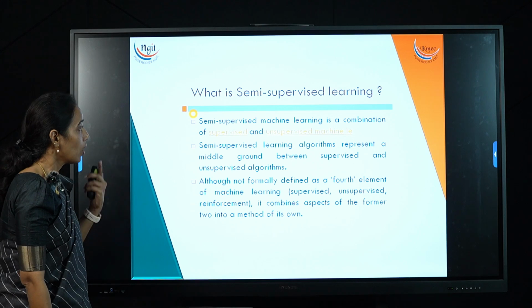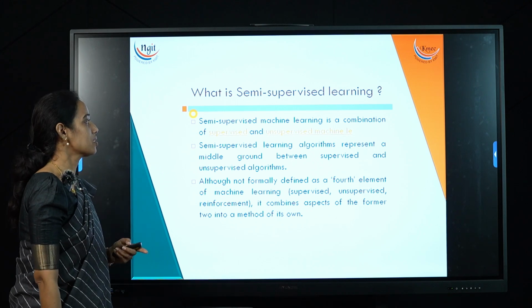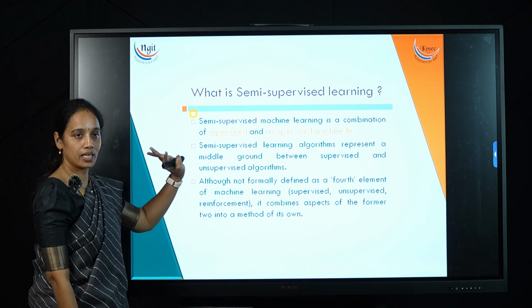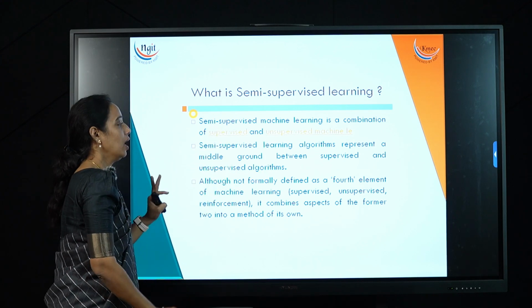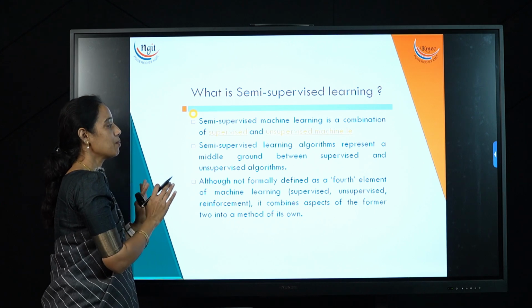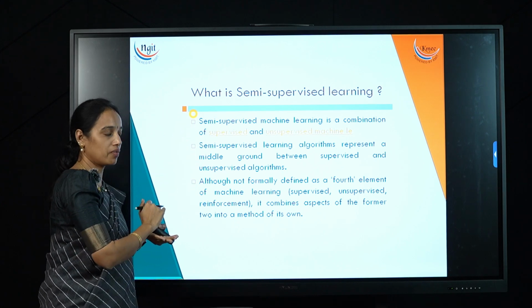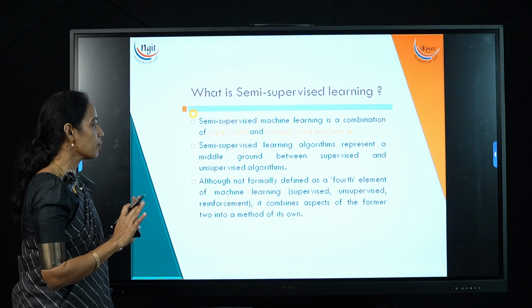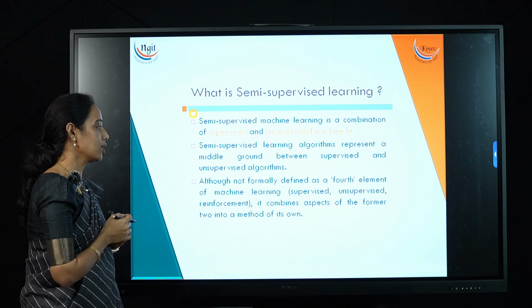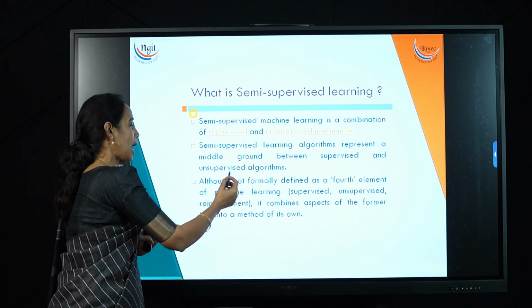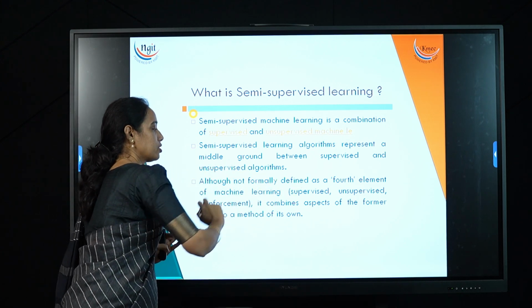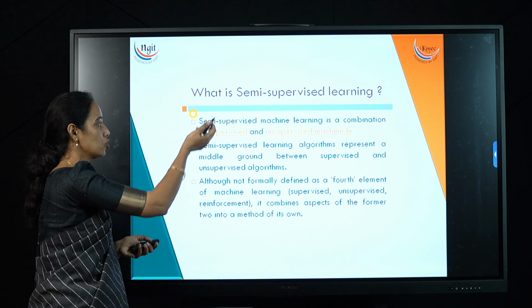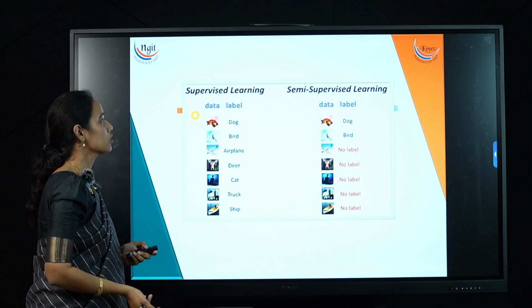Now the other type of learning, that is semi-supervised learning. The name itself indicates semi-supervised: it is a combination of supervised and unsupervised. These algorithms represent a middle ground between supervised and unsupervised. It is not formally defined as a fourth element of machine learning, but it combines the aspects of the former two into a method of its own.